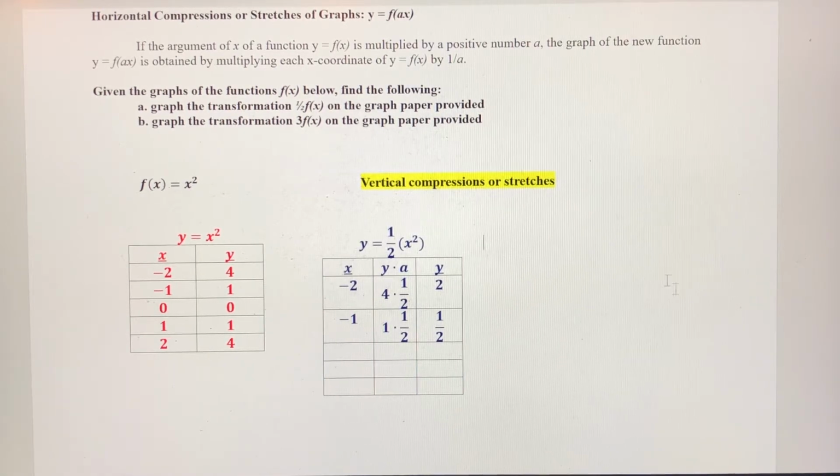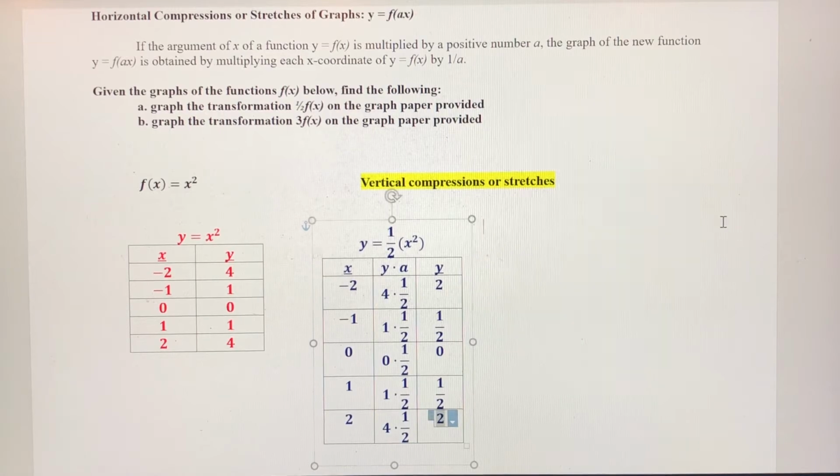When I plug in 0, 0 times 1/2 gives me 0 again for my y-coordinate, so that stays the same. That's going to be the vertex of this parabola here. X-coordinate of 1, corresponding with a y-coordinate of 1, now it's going to correspond with a y-coordinate of 1/2, because we're taking 1/2 of all the y-coordinates. So 2 is going to correspond with 2, okay? So you can see how the x-coordinates stayed the same, and all we've done is we've halved, we've multiplied all the y-coordinates by that coefficient of 1/2, okay?